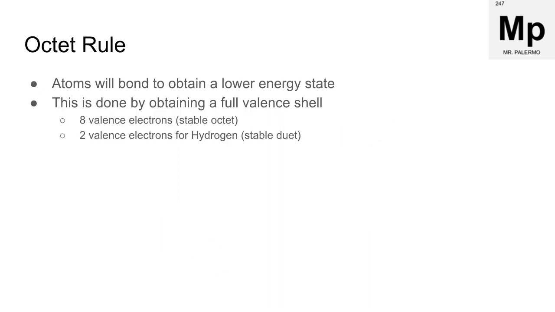Okay, recall that atoms will bond, or form a chemical bond, to obtain a lower energy state. And this is done by obtaining a full valence shell. If you look at Group 18, our noble gases, these are our inert, stable atoms. They have a full valence shell, which is typically 8 valence electrons. We call that a stable octet. With the exception of hydrogen, which can only have a maximum of 2 valence electrons when it has a full valence shell, and we call that a stable duet.